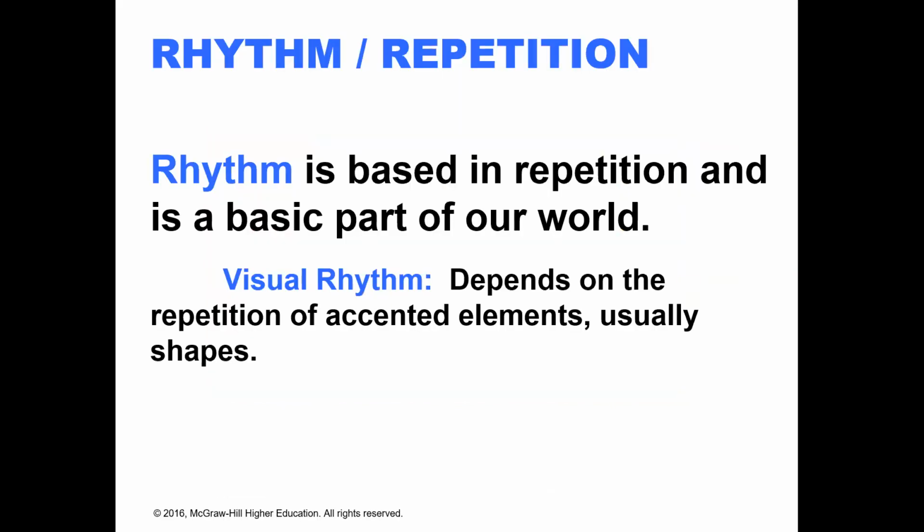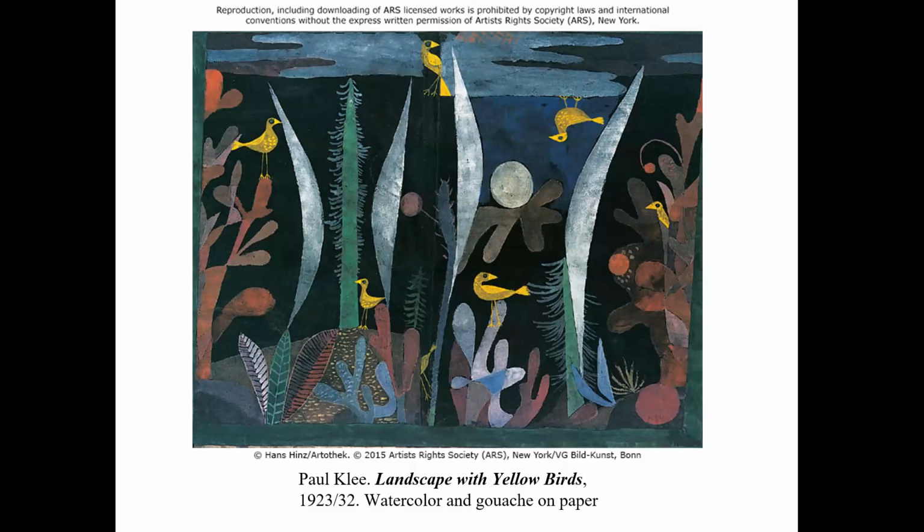So rhythm is based in repetition and is a basic part of our world. Visual rhythm depends on the repetition of accented elements, usually shapes. And here's an example: Paul Klee's landscape with yellow birds. We have repeating elements of, I think this is supposed to be slivers of a moon, the vertical sort of grayish elements, although I'm not sure. And then we have birds scattered around the gouache. Gouache is a kind of watercolor, kind of an opaque watercolor.